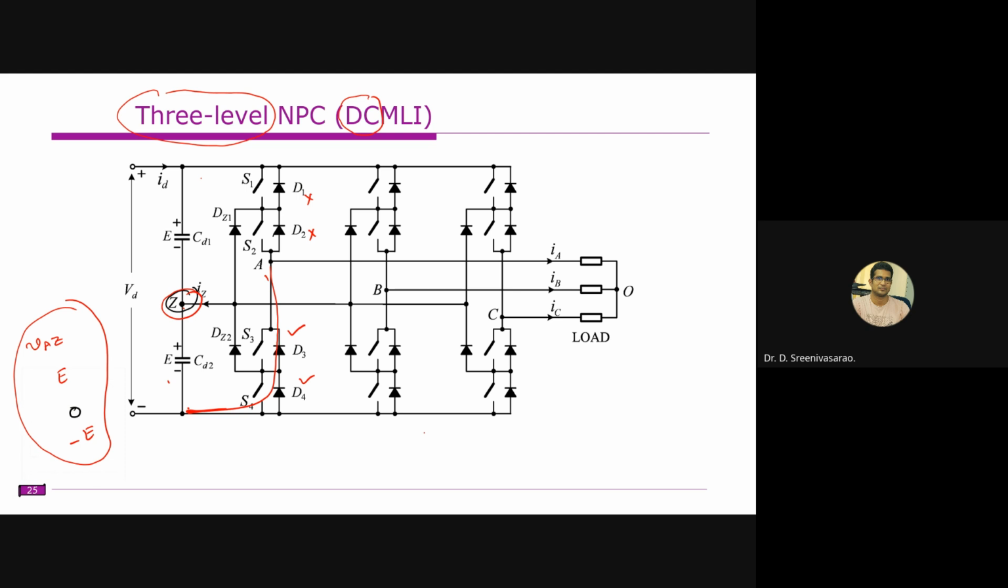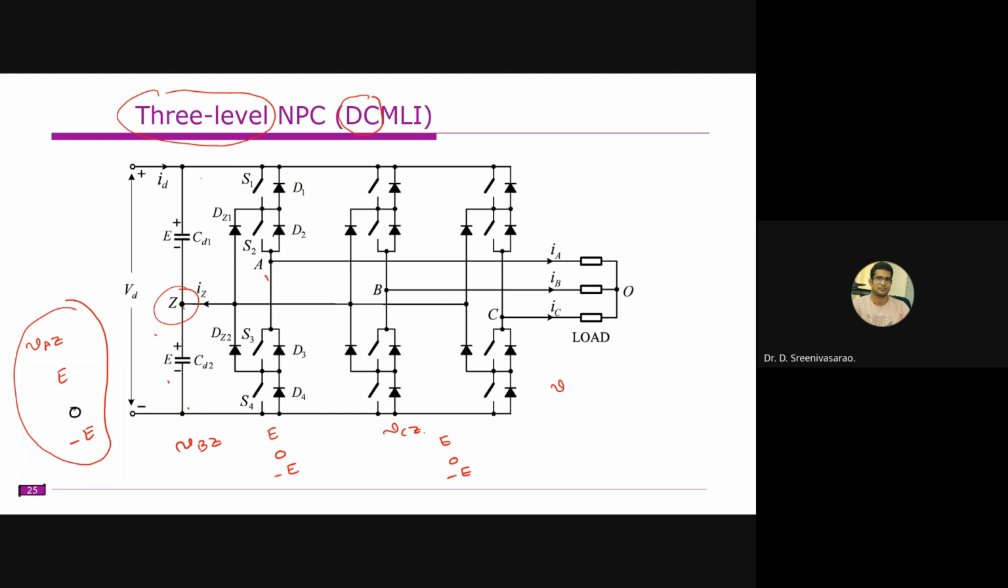The same way, we can analyze the circuit by taking the voltage from B phase also, between B and Z. For B to Z, you will get E, 0 and minus E voltage. Between C and Z, you will also get E voltage, 0 and minus E voltage. So these are the phase voltages.